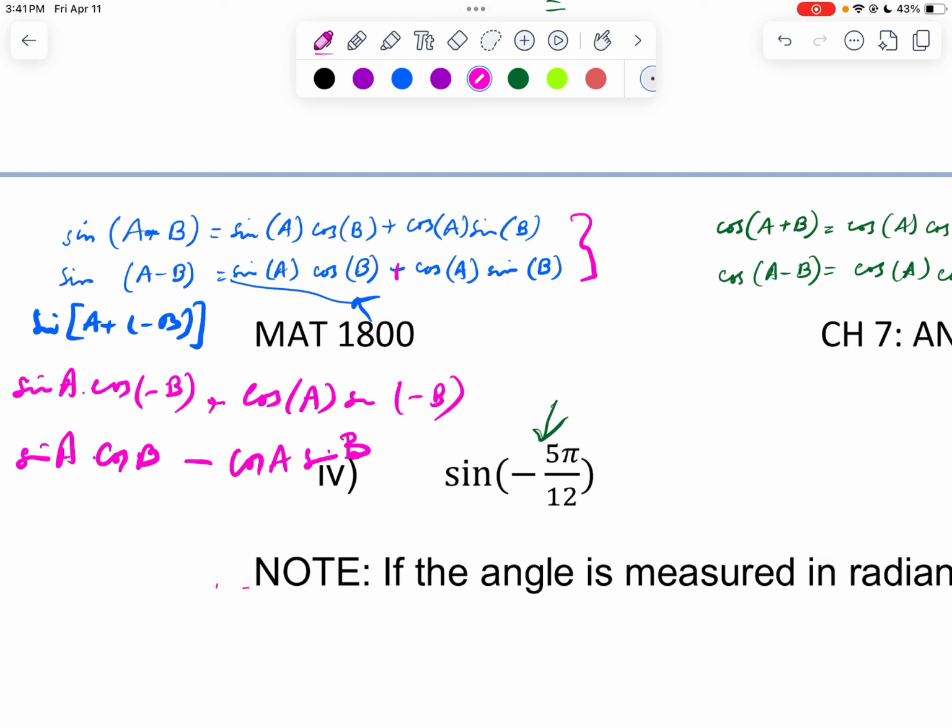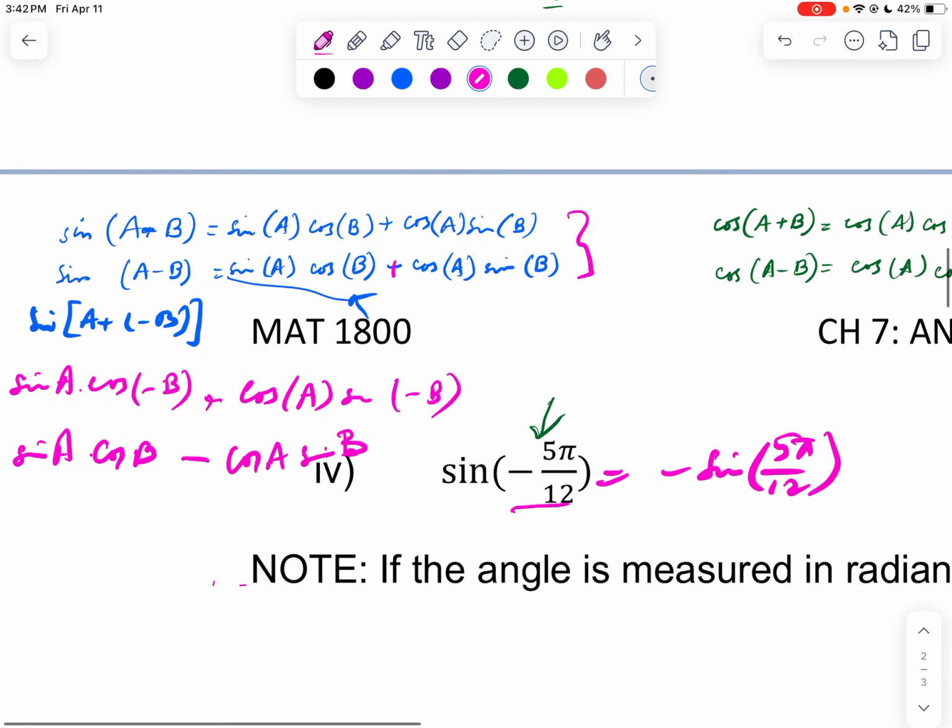Before we try to write this expression as a sum or difference of two angles, I can apply the odd function property on the sine, which gives me negative sine of 5 pi over 12. So when I expand this, I will have the negative sign outside, and then we will keep the rest of the thing in brackets.